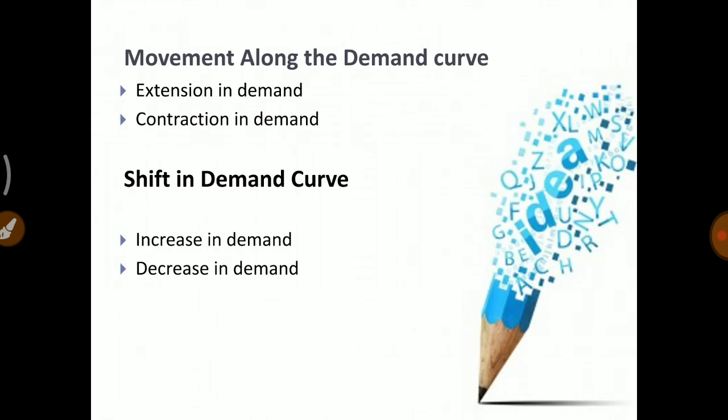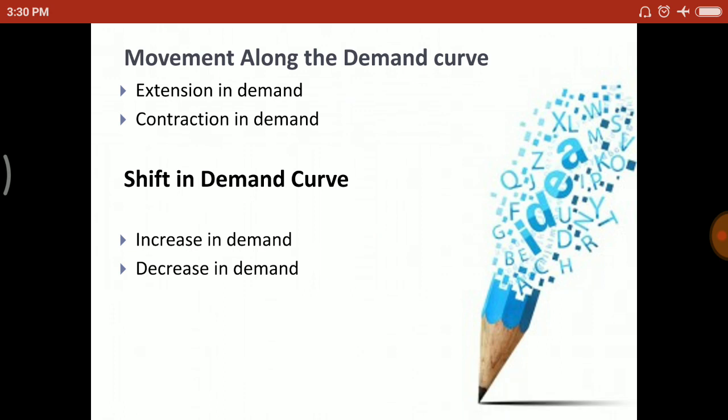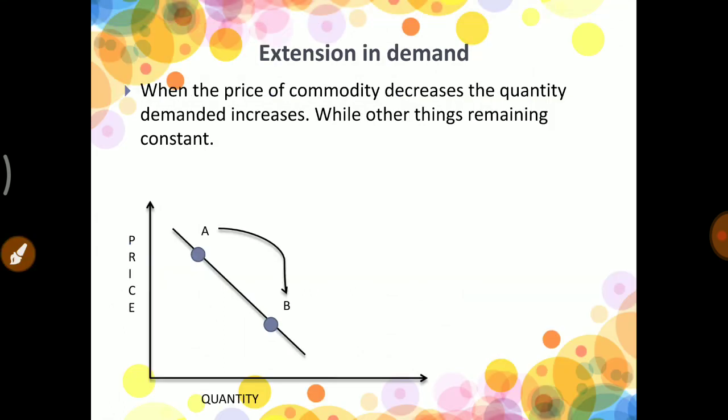Before understanding, let's understand what is movement along the demand curve and what is shift in demand curve, because we will be learning about this. हमको ये पता करना पड़ेगा कि movement में क्या होता है और shift में क्या होता है. In movement there is either extension or contraction, but in shift there is either increase or decrease in the demand curve. Now let us see what is extension.